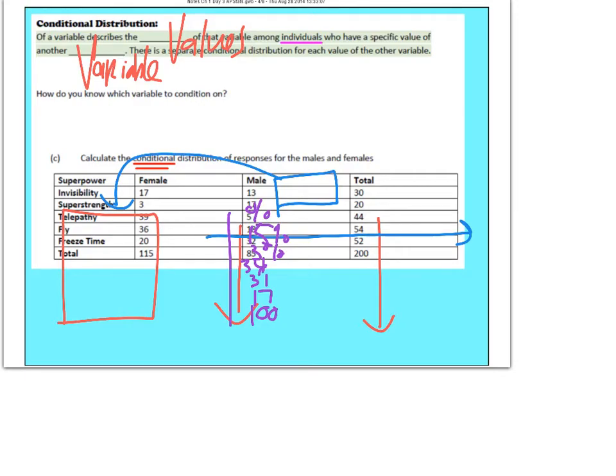For the males, the same thing. We have 85 males in total, so for conditioning of the responses by the males, 13 of 85 responded that they want to be invisible, so that would be a 15% total here. Then we have 20, 6, 21, 38, and again 100. So this here would represent our conditional responses.